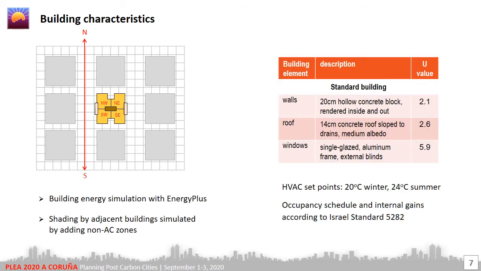The building itself is a standard Israeli building, a fairly low level in terms of thermal performance: 20 centimeter hollow concrete blocks on the walls, flat concrete roof, and single-glazed aluminum windows. The heating, ventilation, air conditioning set points were 20 degrees centigrade in winter, 24 degrees in summer, and the occupancy schedule and internal gains were fixed according to Israeli Standard 5282.